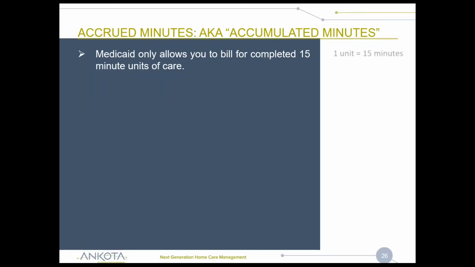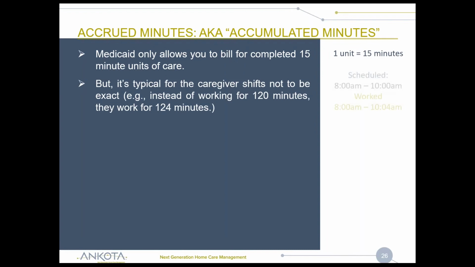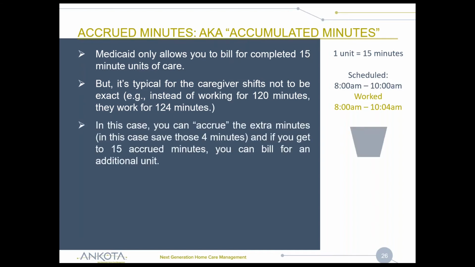All right, and then this is one of the big Missouri curveballs. I think the only other state that we're aware of this happening is in Virginia. But what happens is that in the world of home care with EVV, people don't always work the exact amount of time. So if it's scheduled for 3 hours, they might have worked 2 hours and 58 minutes, or they might have worked 3 hours and 6 minutes, and that kind of thing. So it's typical for it not to be perfect. So in this example, they were scheduled 8 to 10, they got there at 8, and they left at 10:04.